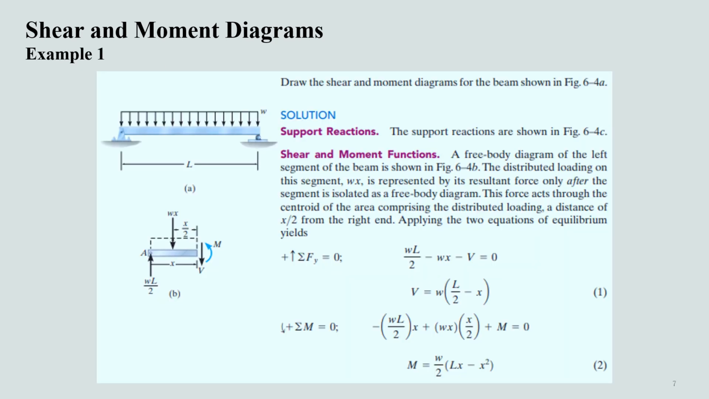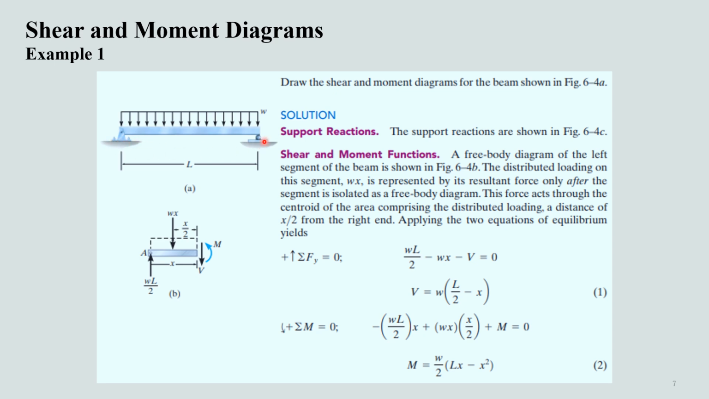So in this example, we have to develop a shear and bending moment diagram for this beam. We can see here that this is a simply supported beam with a hinge support at the left end and a roller support at the right end, and a uniformly distributed load is applied along the length of the beam.